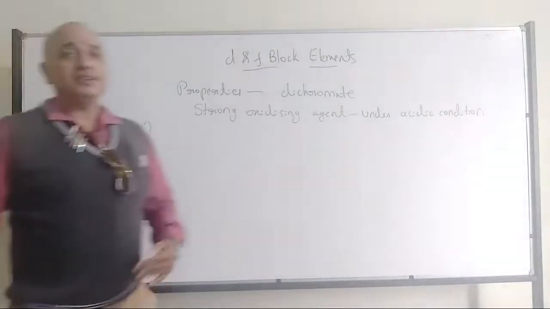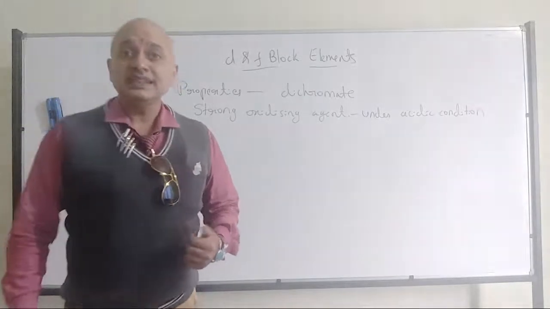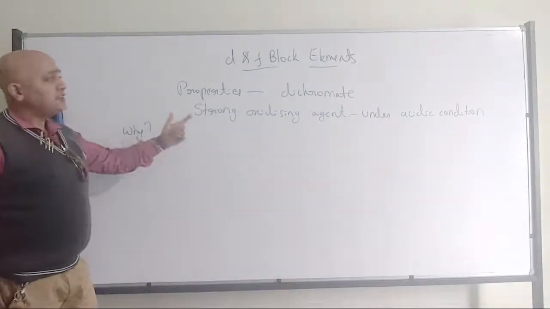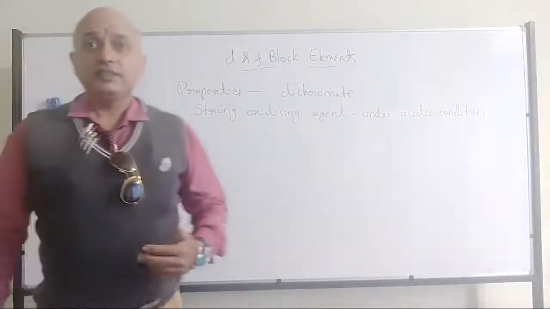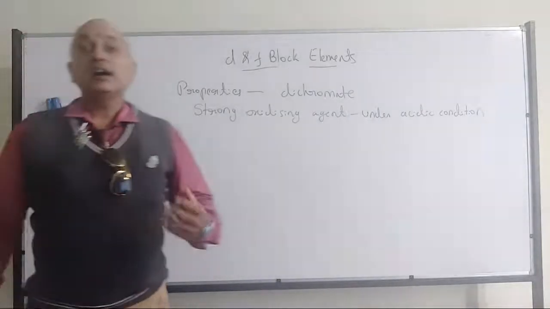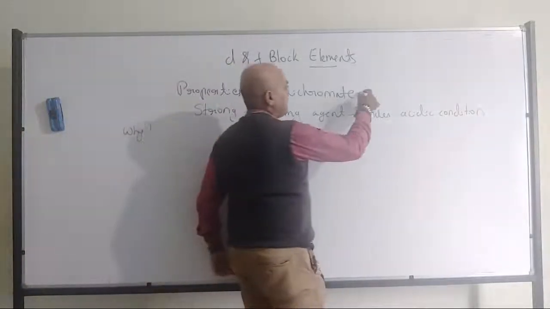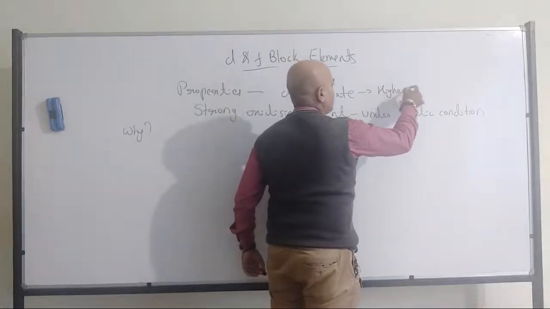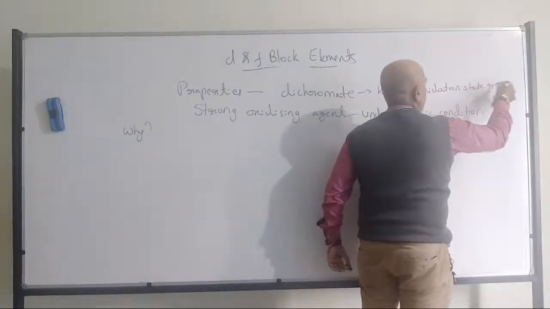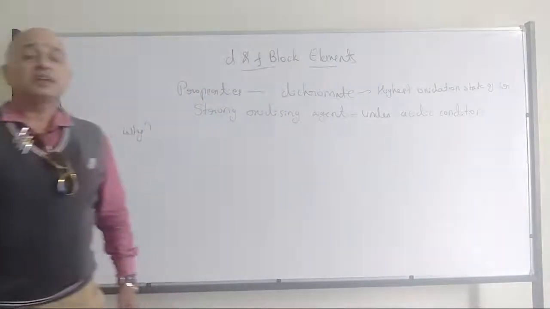So when I was talking about dichromate, we have already discussed that one of the important properties of dichromate is that it can act as a strong oxidizing agent. Right? Now, why should it act as a strong oxidizing agent? One of the reasons is that the central element, chromium, is in its highest oxidation state, that is +6, which is the highest for chromium.